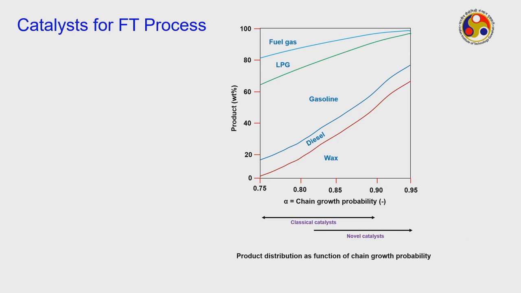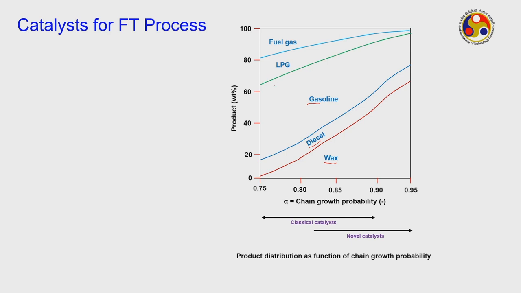So now, what is the range of products you get? So you see, these are classical. I have given a plot of the product in weight percent versus the x axis, which is the chain growth probability. So what is the chain growth? It means how long the chain is, how heavier the product is. I have made different zones: this is the wax, the highest hydrocarbon chain length, then diesel, which is intermediate, gasoline, which we call petrol in India, then LPG, then fuel gas.